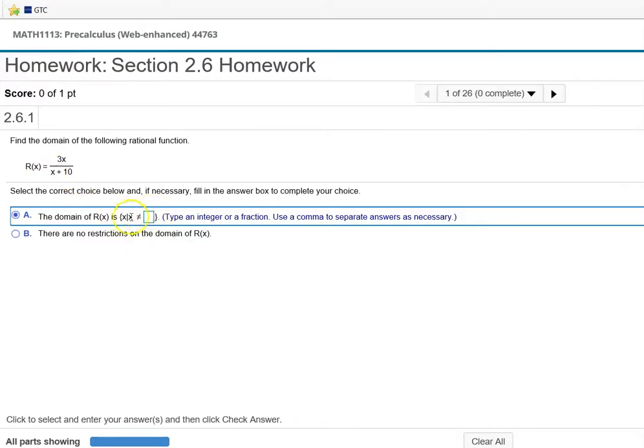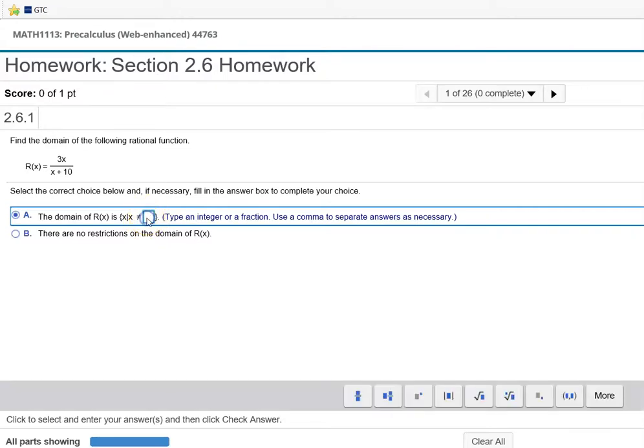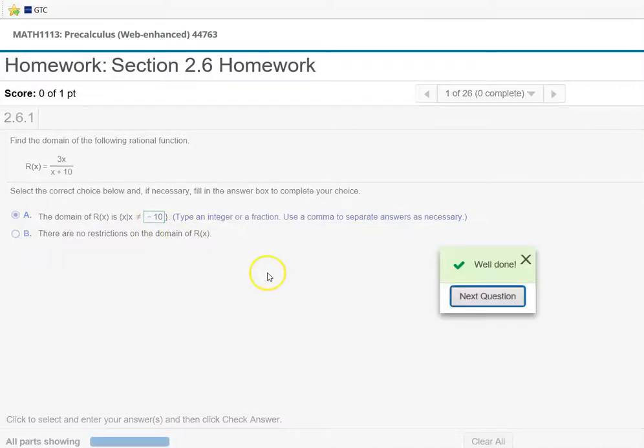This is set notation. It's saying the set of all values of x, given that x cannot be equal to -10. So that's what you're doing: you're putting those domain restrictions into the set notation, but they've got the set notation already set up for you.